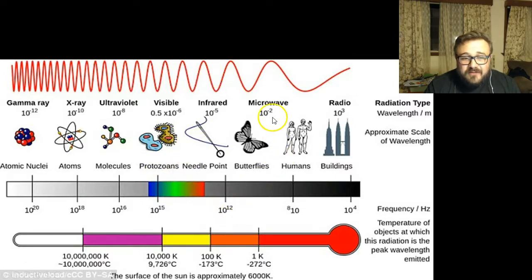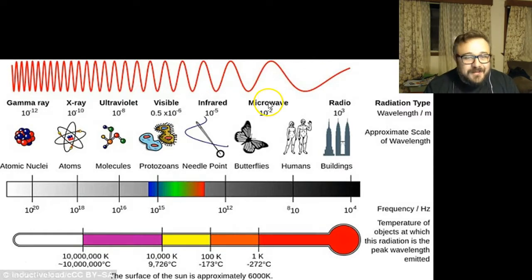Infrared, microwave, 10 to the minus 2. What that means is that the wave is in the centimeters range, like 10 centimeters thereabouts. Radio wave is 10 to the 3, which means it's about 1,000 meters long. You'd need to be a building to pick that up.